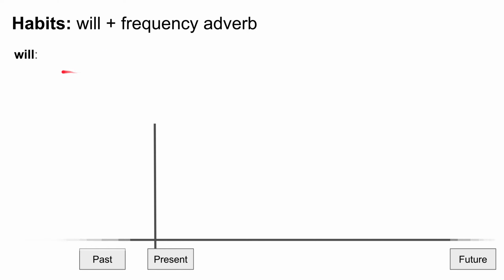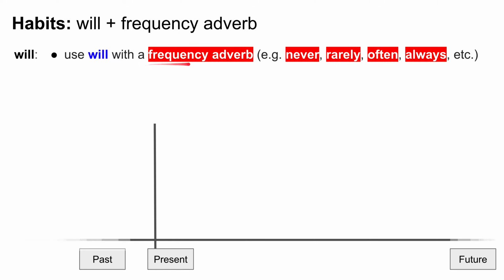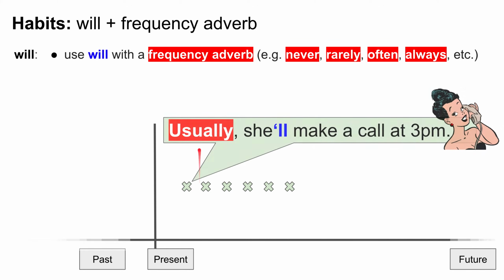Okay, so add s or es to all simple present third person singular nouns. Let's move forward now and look at will. Use will with a frequency adverb such as never, rarely, often, and always to express a habit. For example, my repeating action, usually she'll make a call at 3 p.m. Okay, so we have the frequency adverb usually, and we have the modal will.